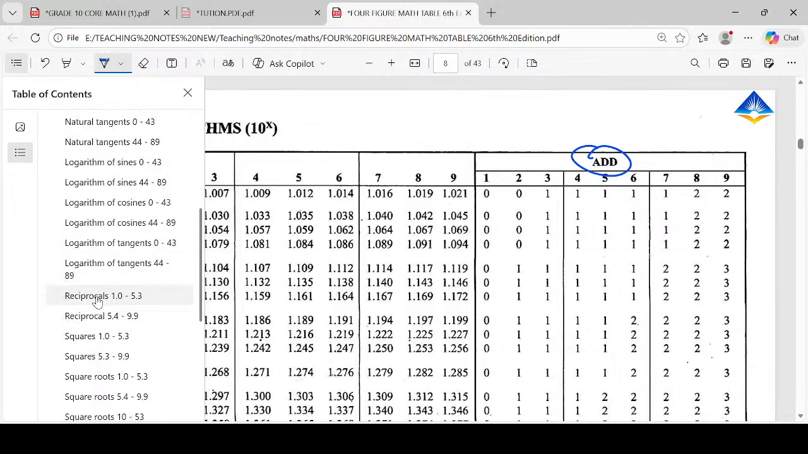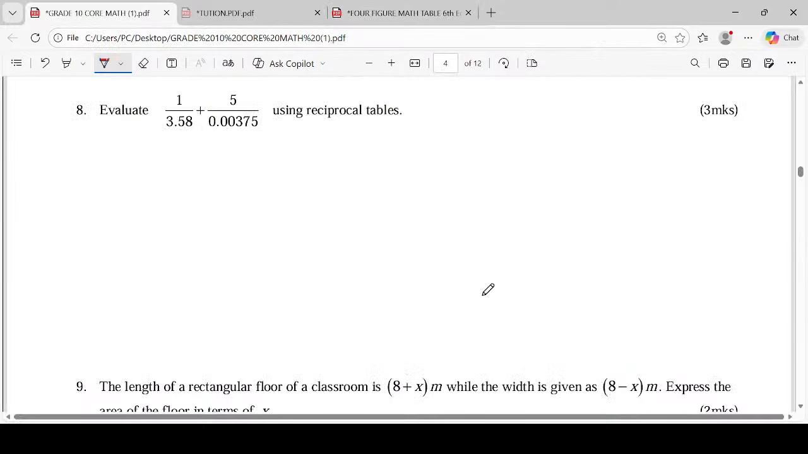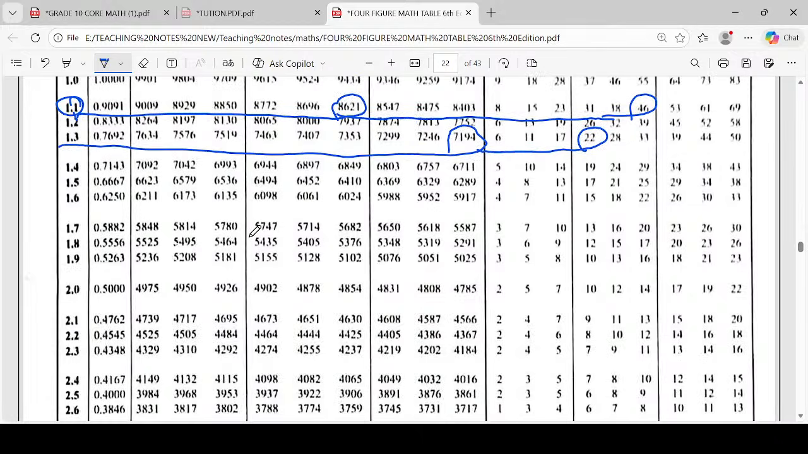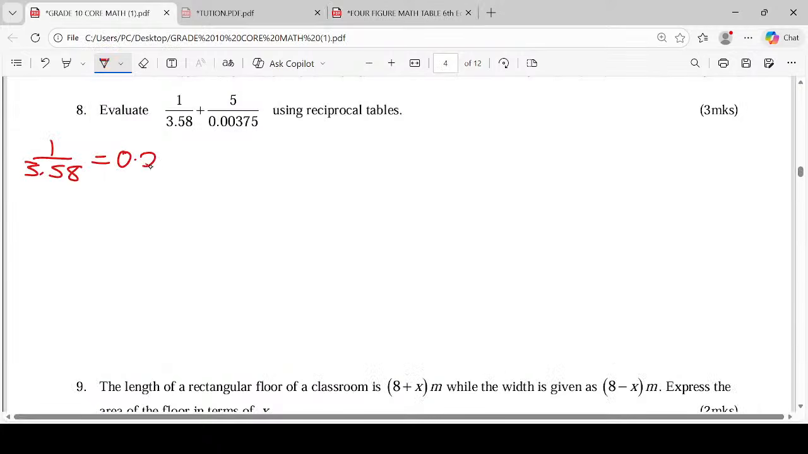I hope you are all following this live and you are all dropping your comments on where you are following us live from. So first of all, I'm going to start by dealing with 1 over 3.58. In your table, let's go to 3.5 then 8 in a very organized way. 3.5 is here. Then we go to 8. 8 is this particular value here. So that is 0.2793. Then we have the next one, which is 5 all over 0.00375.